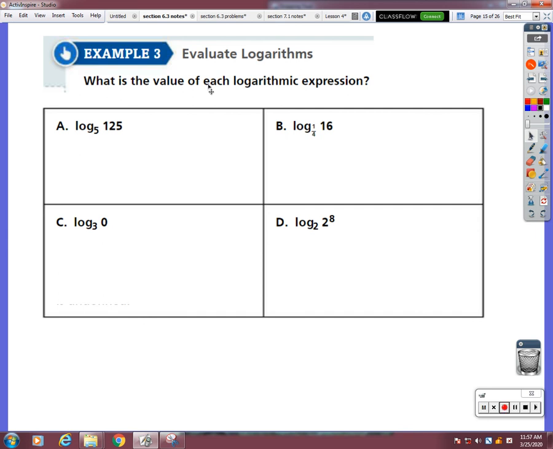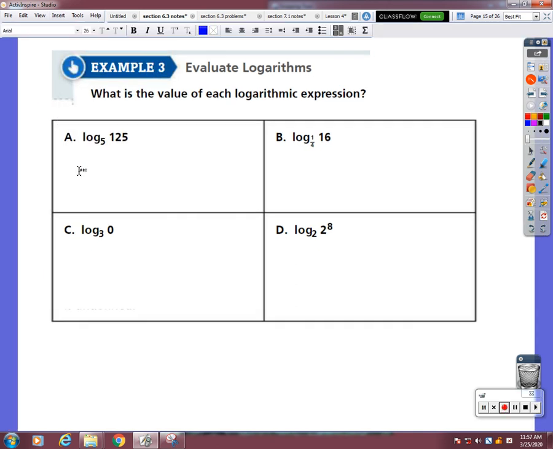So let's evaluate some logarithmic expressions. So for this one right here, what we're asking is 5 to what power is equal to 125. And like I said, at this point all we have is just our math knowledge to help figure this out. 5 times 5 is 25. 5 times 5 times 5 is 125. So that means x equals 3.